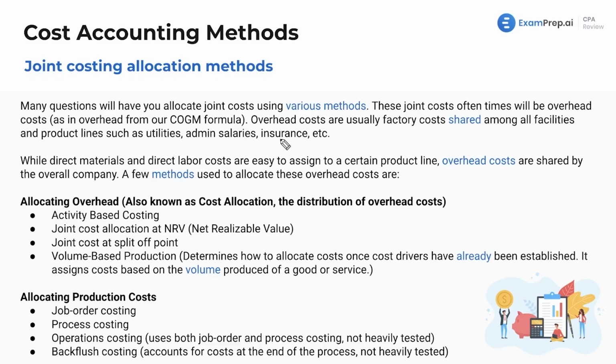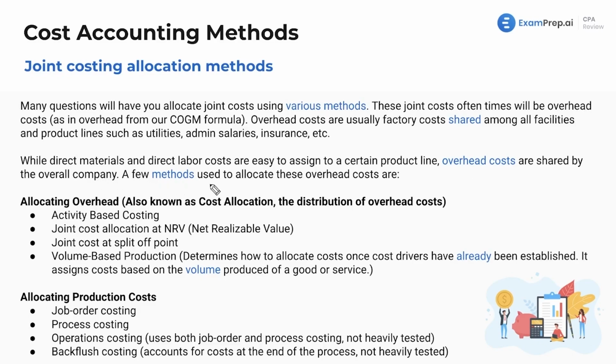While direct materials and direct labor costs are easy to assign to a certain product line because as we make TVs, plastic and glass and all that is pretty easy to assign to those TVs because it was used up when we made them. Or, hey, I directly worked on these TVs. Let's assign those salaries and hourly wages to our TVs. Overhead costs are shared by the overall company.